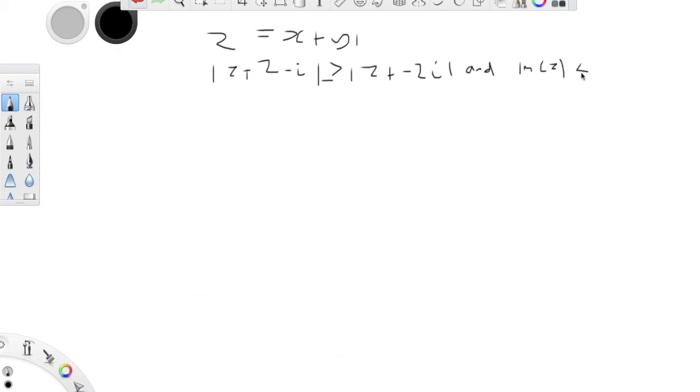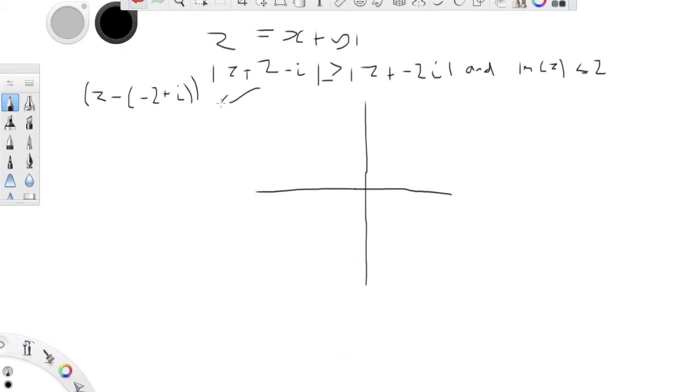So let's start. We've got our Argand plane, and what we can first do is plot out our 2 points. If we flip the sign here, we actually have z minus negative 2 plus i. So that's our actual point here. We'll put negative 2 plus i about there.